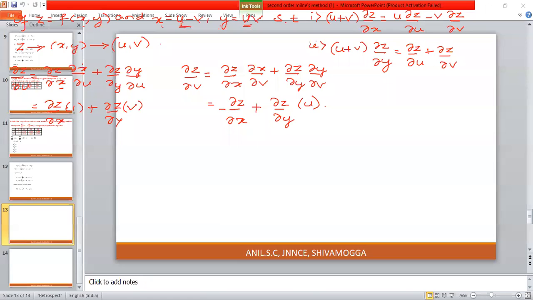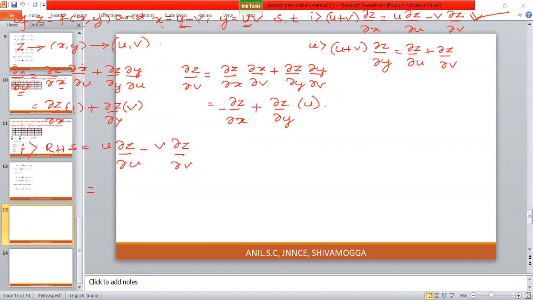Now we try to prove these two results. I'll take up this first one. Start with the right hand side. What is RHS? U into del z by del u minus v into del z by del v. Substitute u into del z by del u. This is del z by del u.